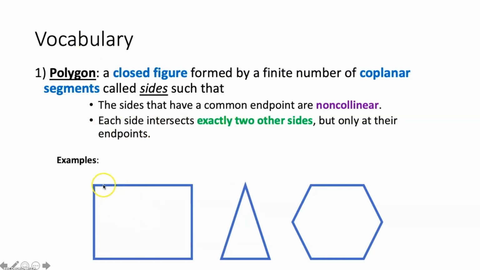So let's look at this figure. This side right here intersects this side and this side at each of these points. This side right here intersects this side and this side at each of these points. This side right here intersects this side at this point and this side at this point. Over here, this side right here intersects this side at this point and this side at this point. So that's how you can see each side intersects exactly two other sides, but only at their endpoints.